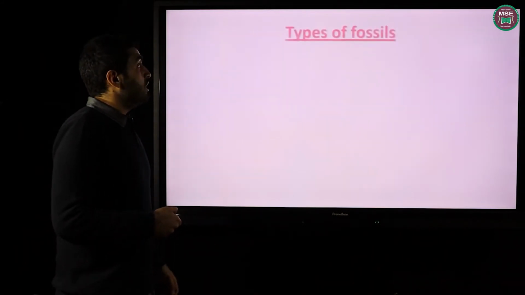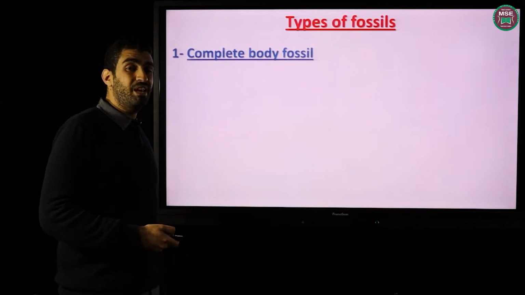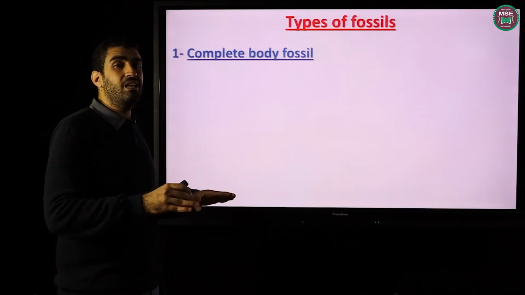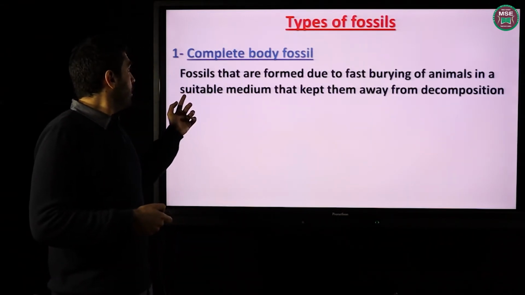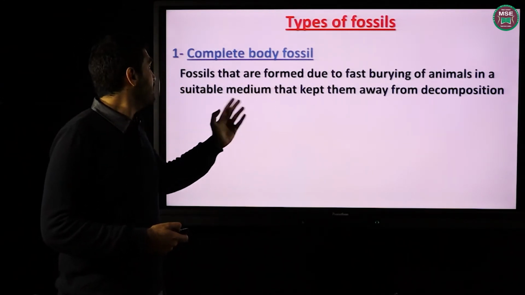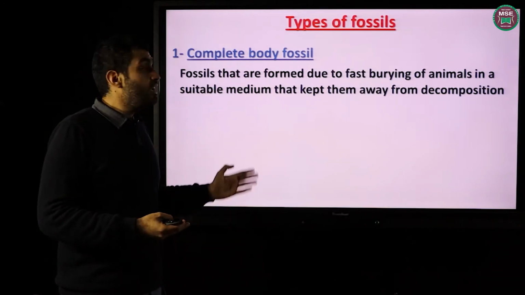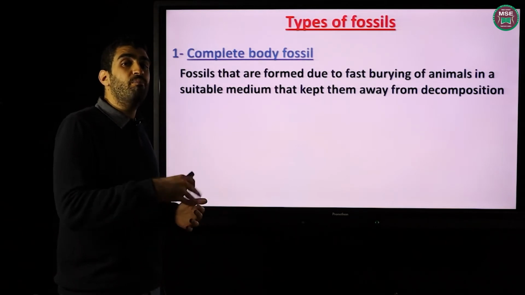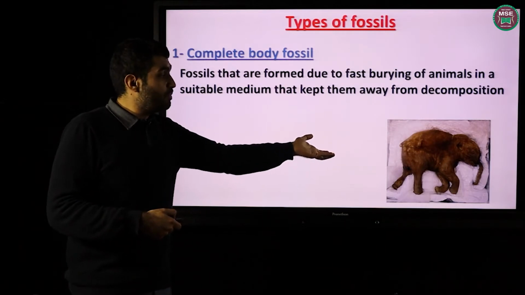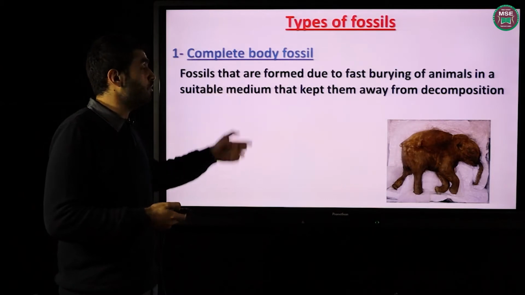Okay? Types of fossils. The first type is complete body fossil. Complete body means that we got the whole living organism without any decomposition. Fossils that are formed due to fast burying of animals in a suitable medium, not any medium, suitable medium. Why? To keep them away from decomposition. Like mammoth fossil, it's complete body, no decomposition, skin, hair, the whole body, so it's a complete body fossil.